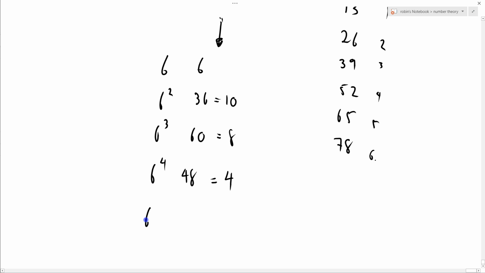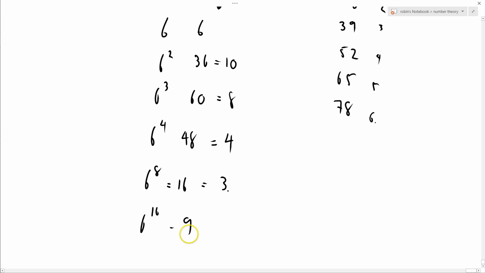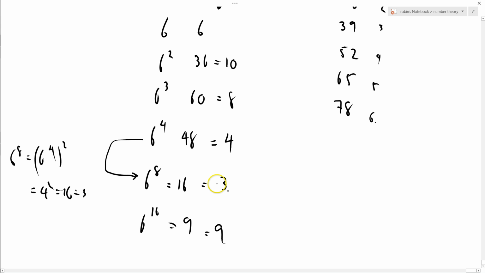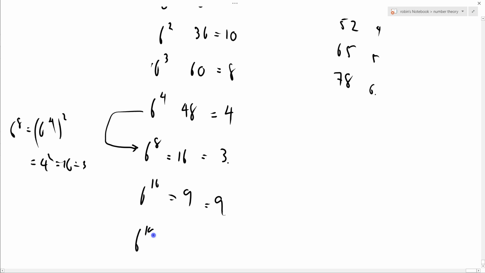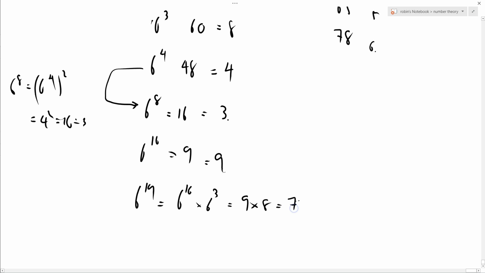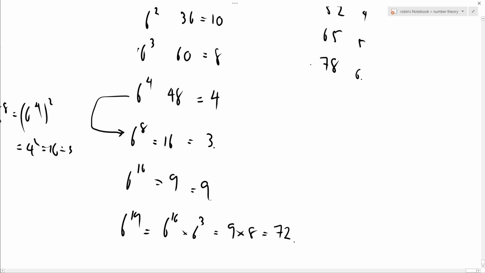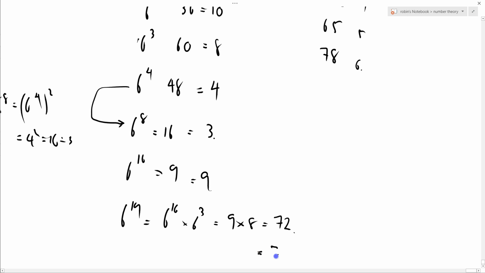Not doing particularly well here. How about 6 to the power 8? Well, that equals 4 squared, which is 16, which equals 3. 6 to the power 16 equals 9. The reason I say 6 to the power 8 is that 6 to the power 8 equals 6 to the power 4 squared, which equals 4 squared, which equals 16, which equals 3. Okay? So 6 to the power 19 equals 6 to the power 16 times 6 cubed, which equals 9 times 8 equals 72. And having a look at this table here, that's equal to 7 modulo 13.